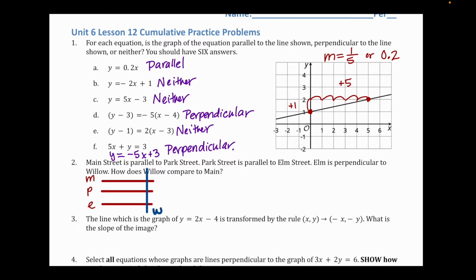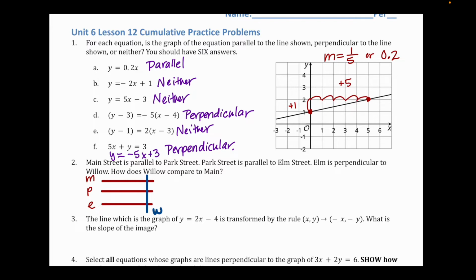Now, that's W. So how does Willow compare to Main? These don't necessarily have to intersect, but I did make it so that they intersect. The visual is always helpful, so if you really need to draw one, please do. Willow is going to be perpendicular to Main. If some lines are parallel, whatever the relationship is of another random line to one of those lines will be the relationship to all of them. So if Willow was parallel to Elm, it would be parallel to all of these. But since it's perpendicular to Elm, it's going to be perpendicular to all of these.